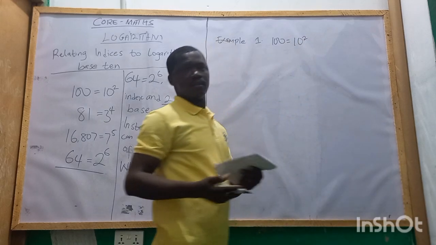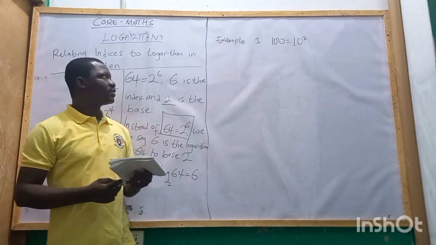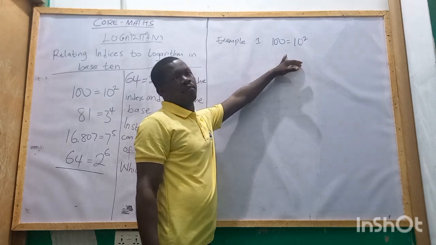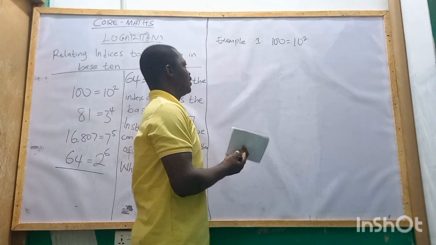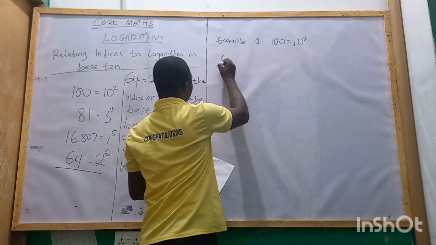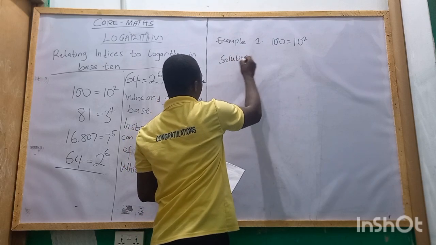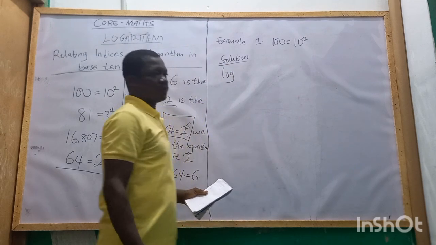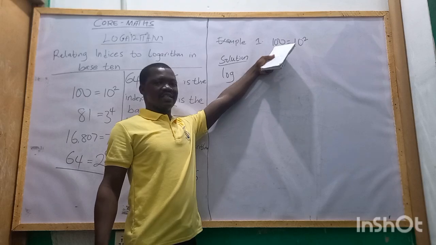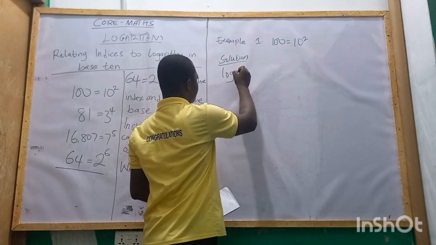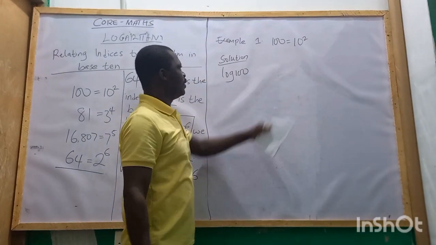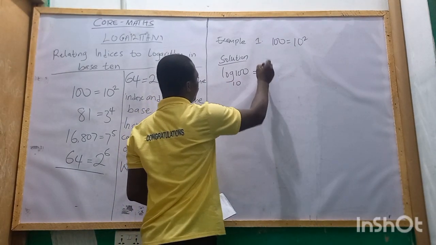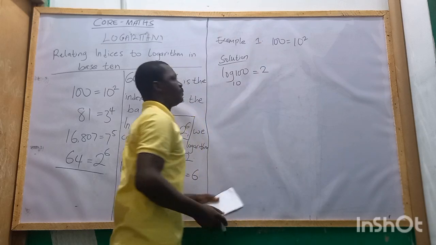So 100, which is 10 exponent 2. I want to write it in logarithm form. So as I said, I'll write my log. Then I'll bring the number on my left hand side in front of the log. Then the base, which is 10, I'll bring it here. Then equal to what? The exponent 2. I'm done.